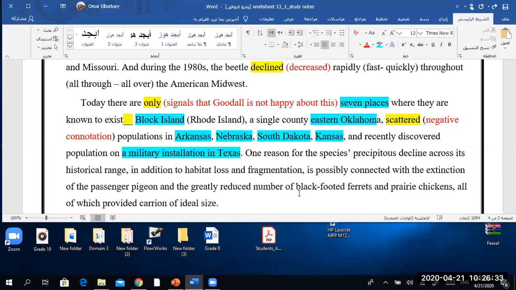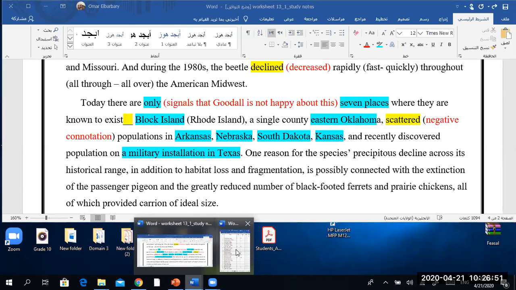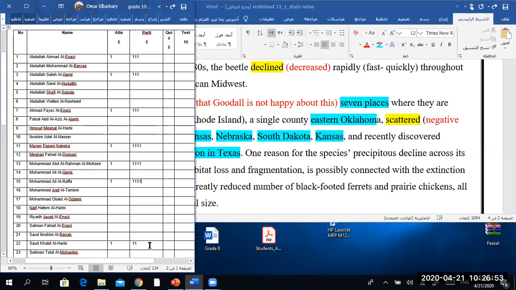These are the only places where the American burying beetle can be found in America, of course. All right, gentlemen? Yes. Okay, thank you, Muhammad Al-Muhsin. Thank you, Dr. Muhammad Al-Rafa. I'm going to move on to my dear boy, Saud.